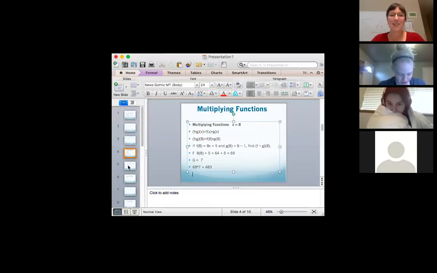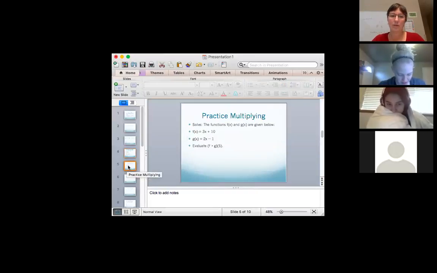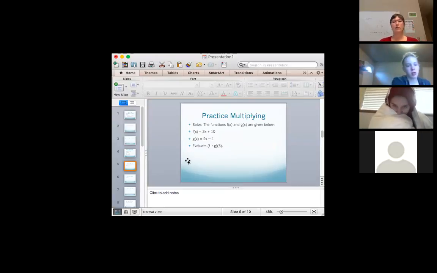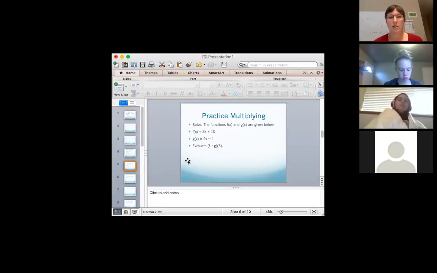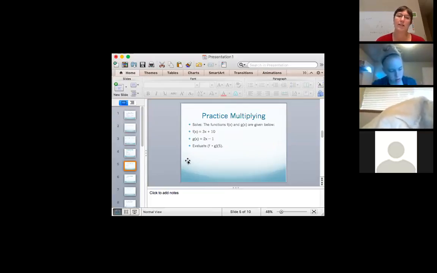All right. So here's a practice problem for you guys. Solve this problem. We have f of x is equal to 3x plus 10, and g of x is equal to 2x minus 1. Please evaluate when x is equal to 5.